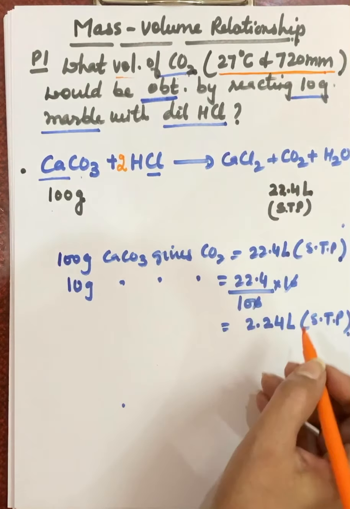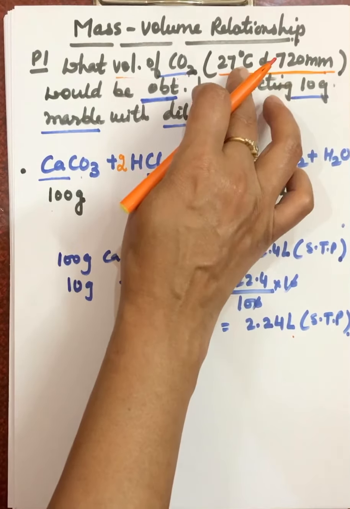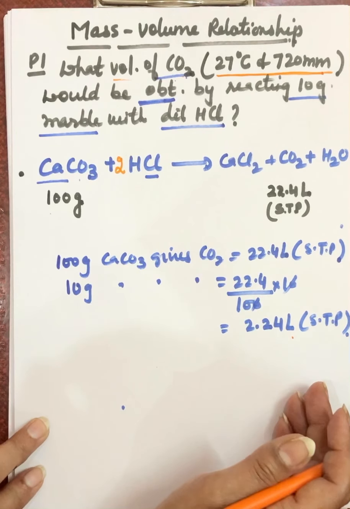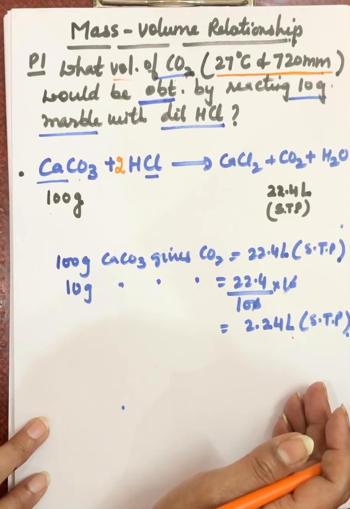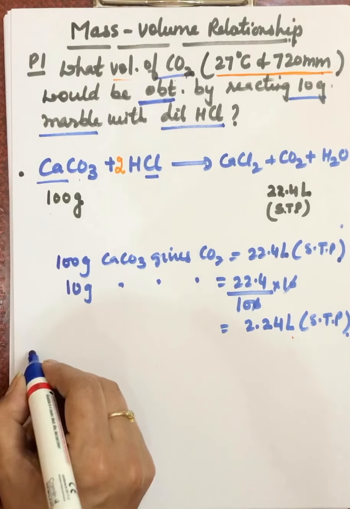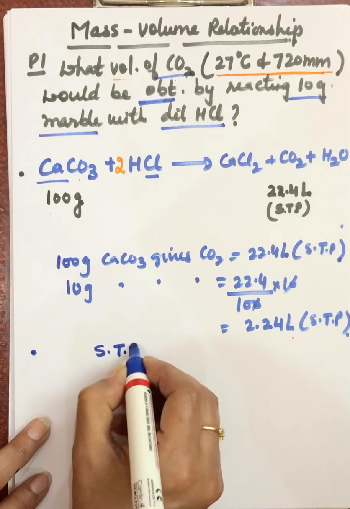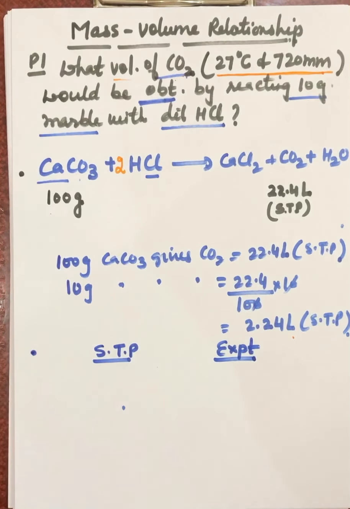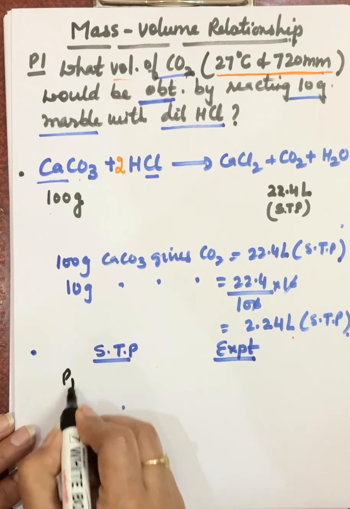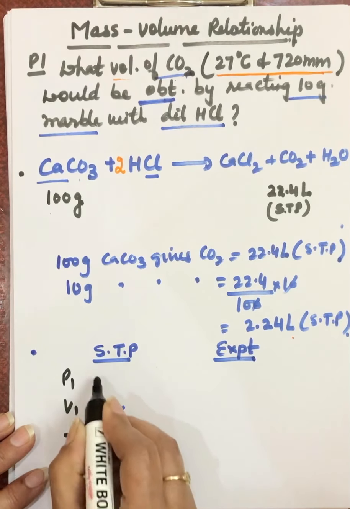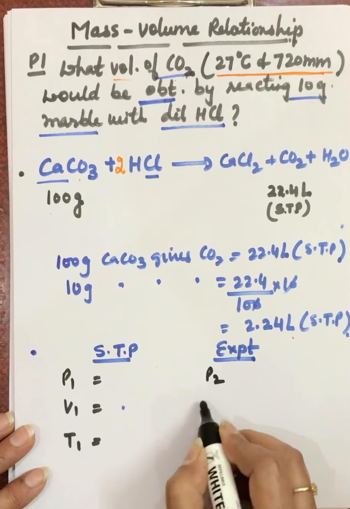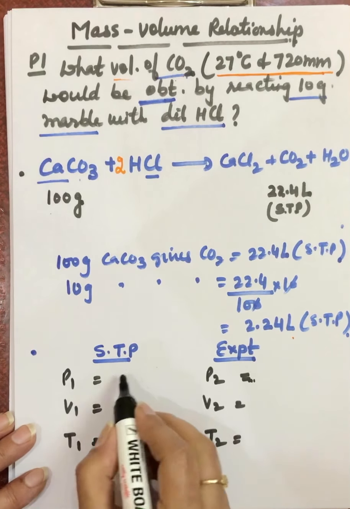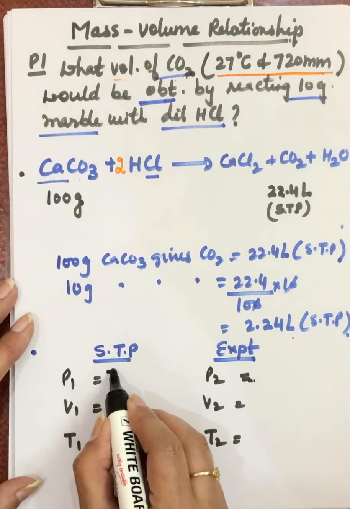So whenever we have to change the STP volume to experimental or experimental to STP, we always use the ideal gas equation. That is P1 V1 upon T1 equal to P2 V2 upon T2. So that step we have to do. One side we write the STP conditions, the other side we write the experimental conditions. STP pressure, volume, temperature. Any side we can write anything. P2, V2 and T2.